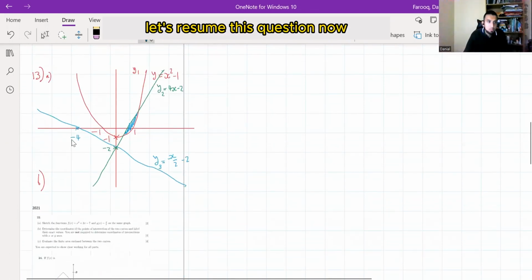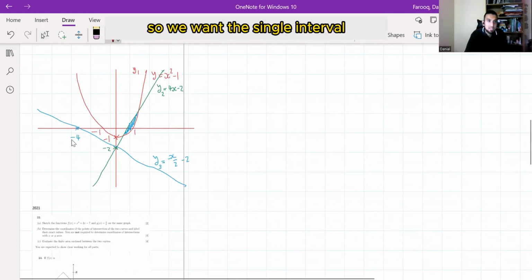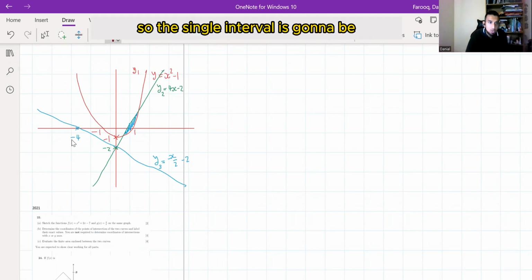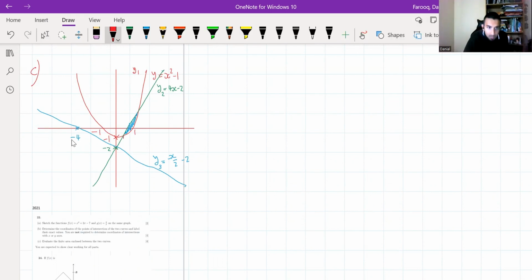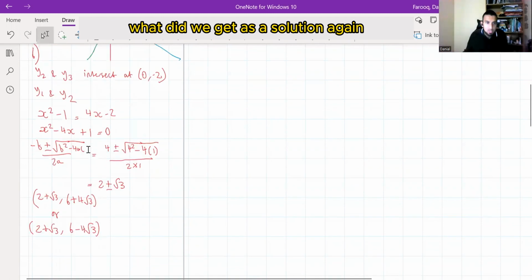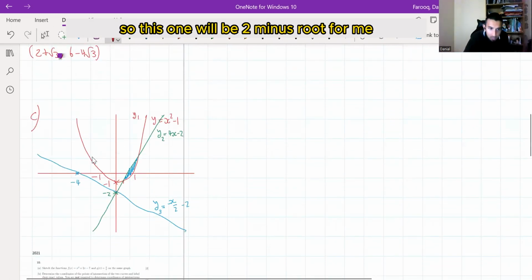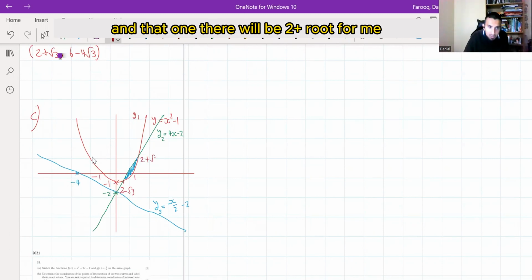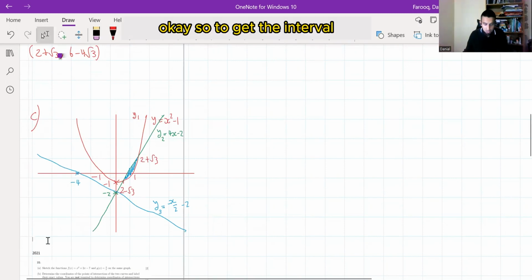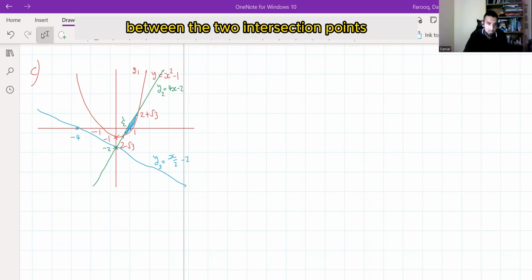Okay, let's resume this question now. So we want the single integral. We know that the x values here are, what did we get as a solution again? 2 plus or minus root 3. So this one will be 2 minus root 3, and that one there will be 2 plus root 3. So to get the integral, we subtract the integral of the one below between the two intersection points.